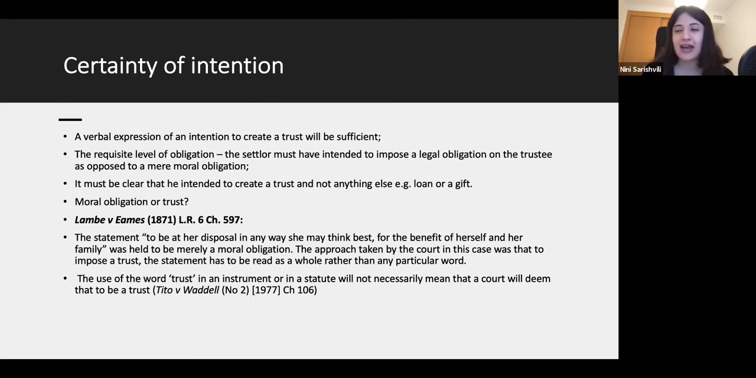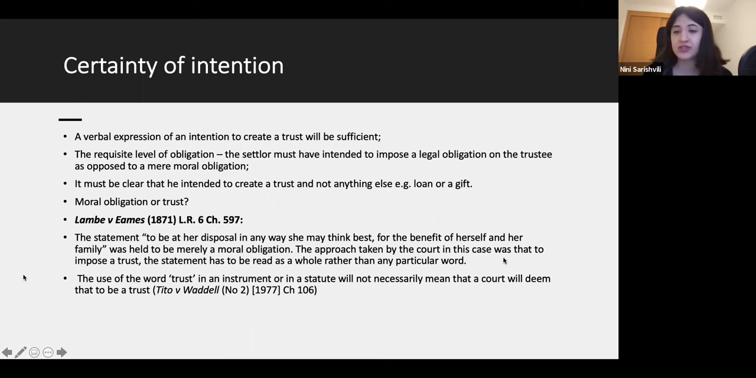So we have to look at the facts and define what is a moral obligation, and whether the facts indicate that it's just a moral obligation or a trust. How do we do that? We have to look at the relevant cases. How did the court define in relevant cases what is merely a moral obligation and what is a trust as opposed to that? In Lamb versus Eames, the statement "to be at her disposal in any way she may think best for the benefit of herself and her family" was held to be merely a moral obligation.